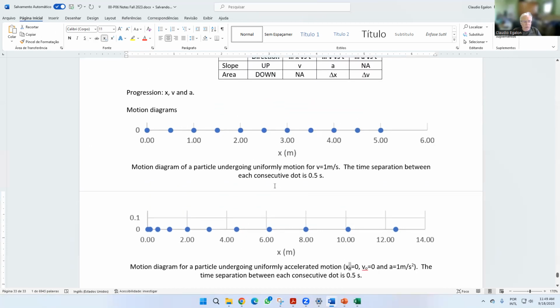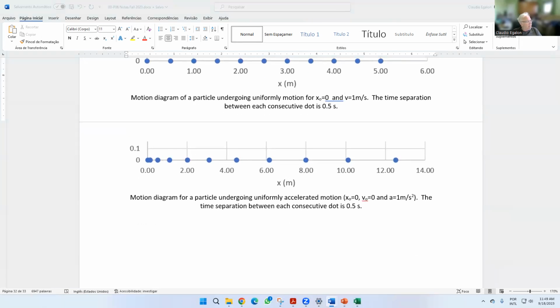Here is the same thing for the uniform case: x naught equal to 0, and v equal to 1 meter per second. Note that in the accelerated case the distances increase because the velocity is increasing. For every half a second, the distance between those points increases because the velocity is increasing. That's what we have as well.